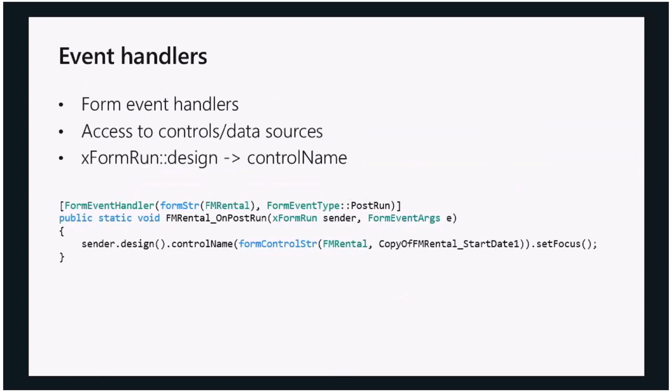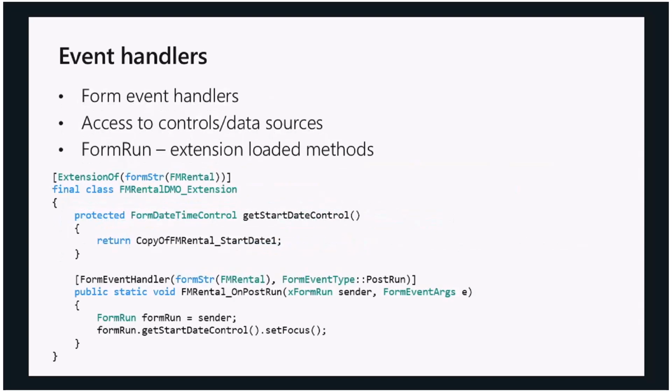So besides the arguments being generic and must be cast to a specific type, you are also running within a static method and only have access to the parameter data that was passed to the event handler. By definition, this means you only have public access to the underlying objects and cannot access the private or protected class members. Now, if you need to get access to the form controls, you can use the element keyword or the xFormRun design method, which is what I'm showing you here. And then from the design method, you have access to the control name method, which you can then use to get access to what you need.